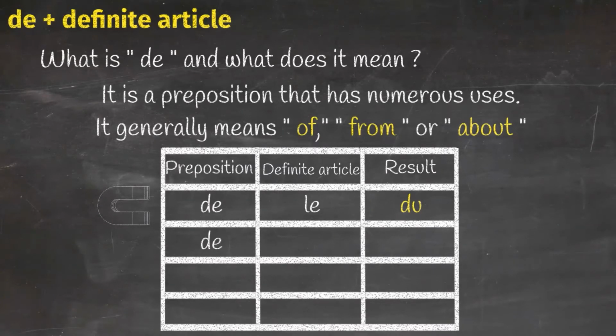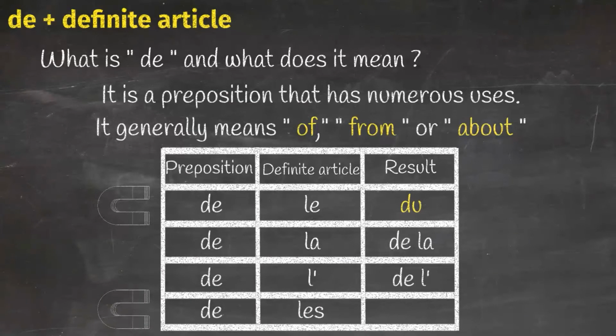When the preposition is de and the definite article is la, we do not have a combination. So the result is de la. And if the preposition is de and the definite article is l', we don't have a combination here and the result is de l'. And the last one, if the preposition is de and the definite article is les, we do have a combination here, so the result is des. Awesome. Coming up next, a few examples to understand how to use whatever we learned by now in action.